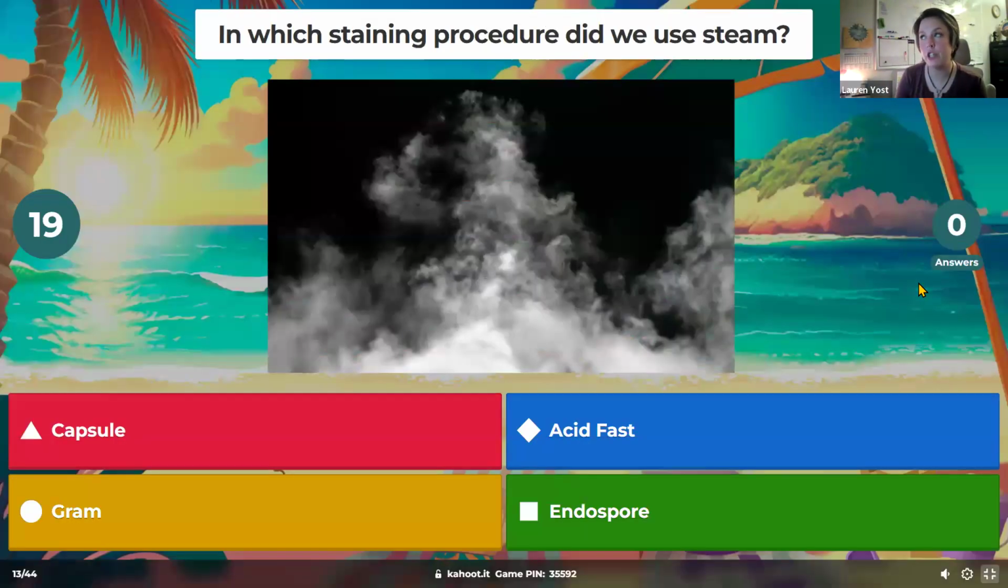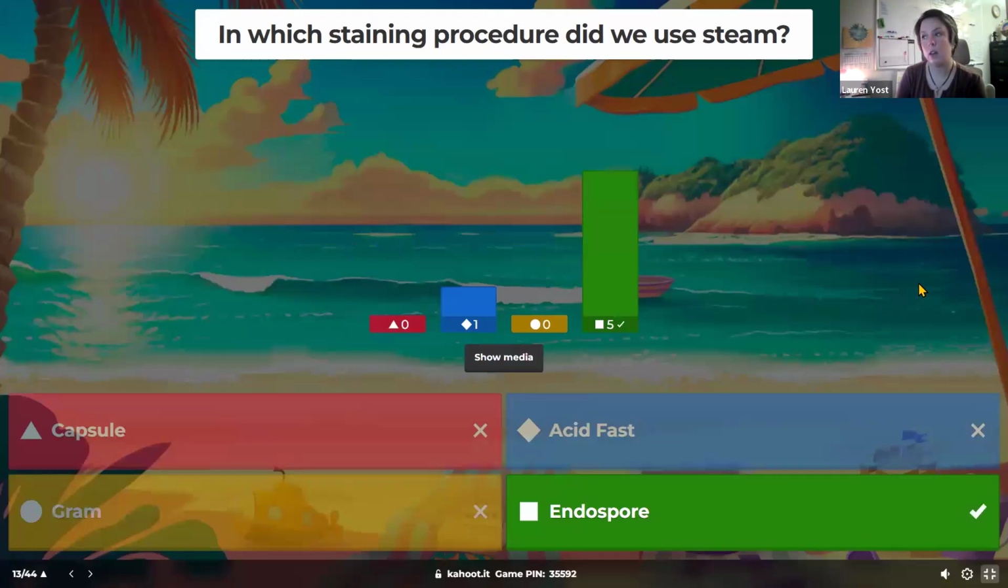All right, in which staining procedure did we use steam? Yes, this is going to be the endospore stain. So we actually used steam or heat to force our primary stain in. I'm sure it's going to be a question on here, but I'm going to go ahead and remind you: the primary stain for the endospore stain is malachite green. It's a greenish, tealish, bluish color, but we're forcing that color into the endospores, which have that thick cortex coating. The steam helps force that in there.